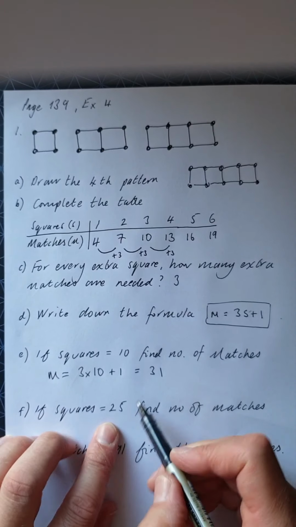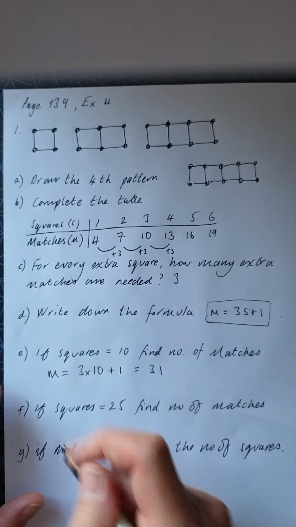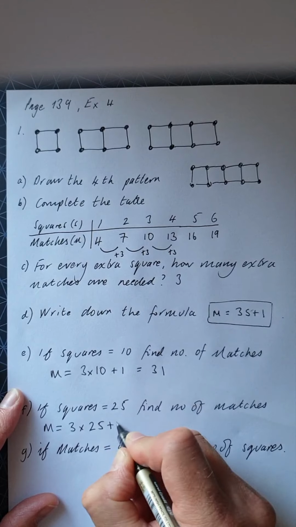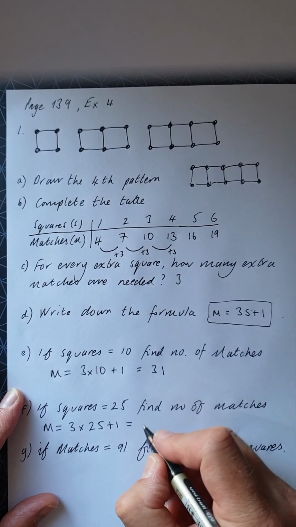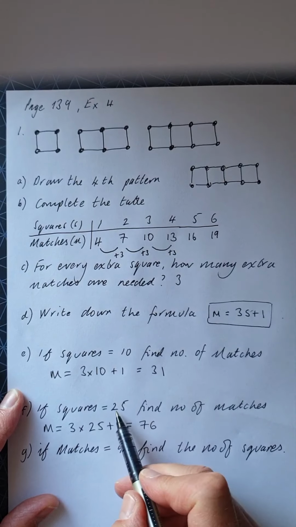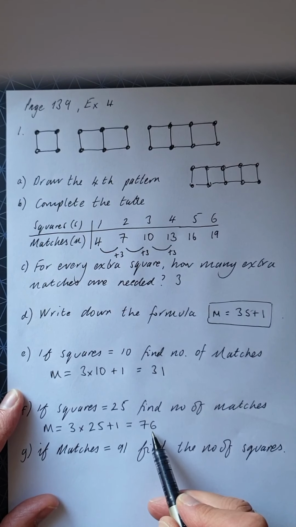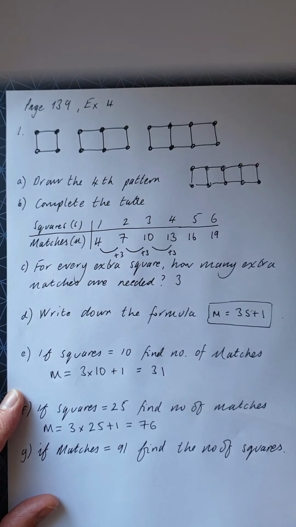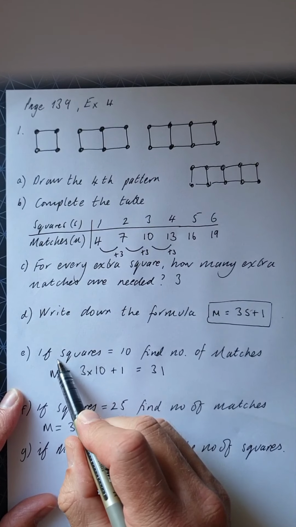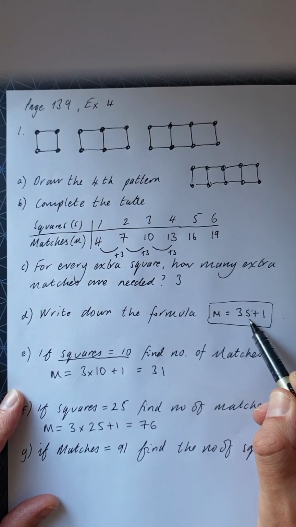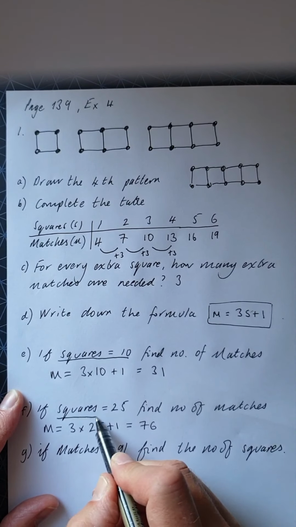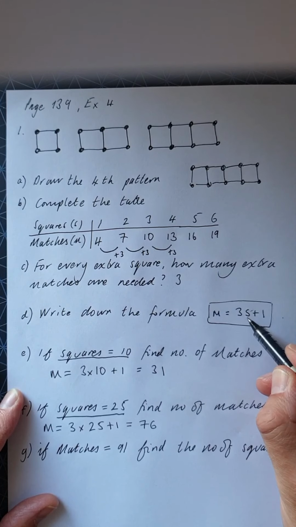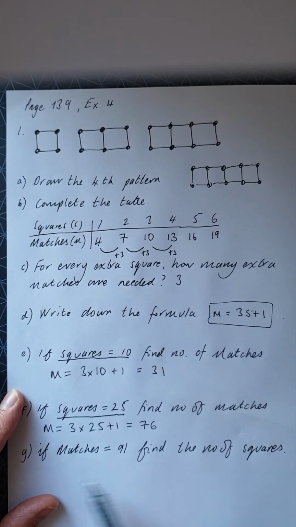Okay, same again for the next one. This time it's telling me the number of squares is 25. So again, M equals 3 times 25, add on 1. 3 times 25 is 75, 75 add 1 is 76. So if I had 25 squares, I would need 76 matches. Now, the letter I'm substituting in for ties in with the letter I'm given. So I'm given the number of squares, that's S, so I replace S in my formula with 10. This question here, we're told there's 25 squares. Again, that's telling you what S is in my formula, so I replace S with 25, and that gives me 76.